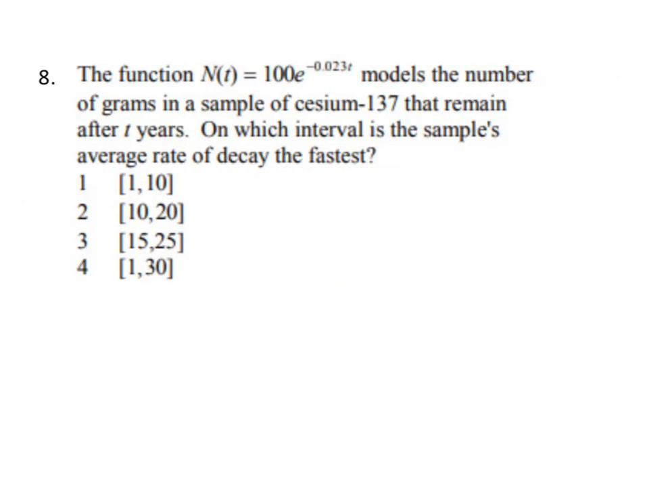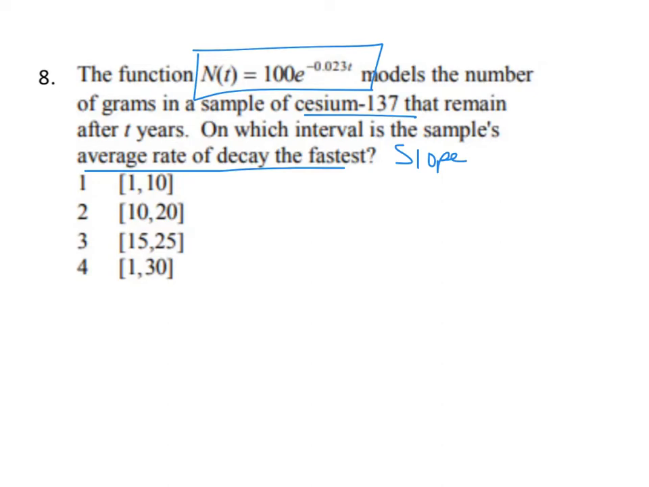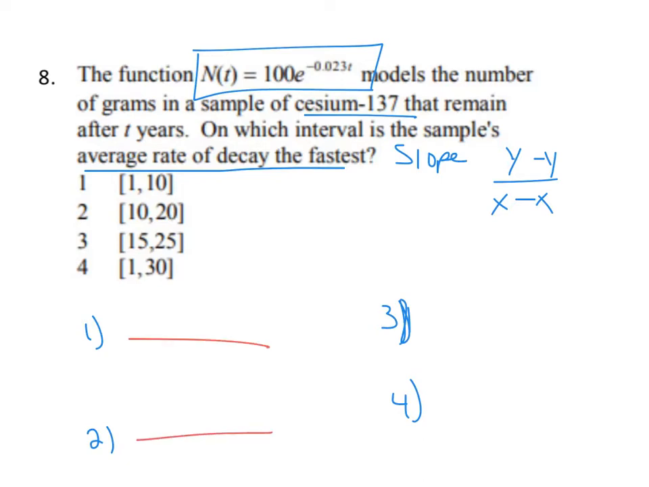Okay, so in this question, they give you a formula here, and they say it's modeling a behavior of cesium-137 that remains after 2 years. They want you to know when the average rate of decay is the fastest. They're asking you to find slope, which you know is y minus y over x minus x. So what you're going to do is you're going to do slope for all the choices, and we're going to find the one that has the fastest average rate of change that's declining.